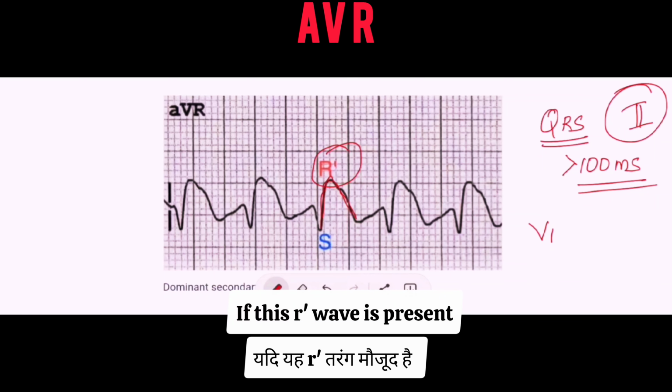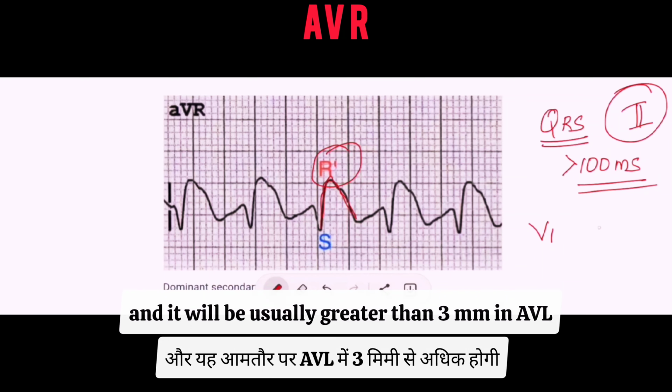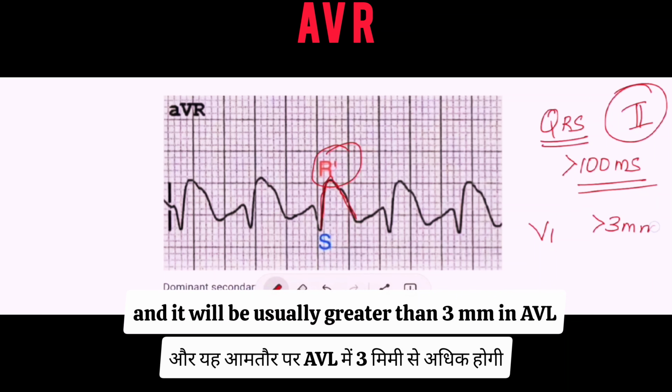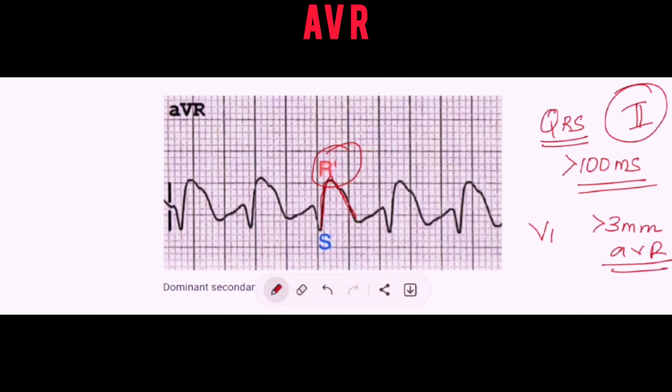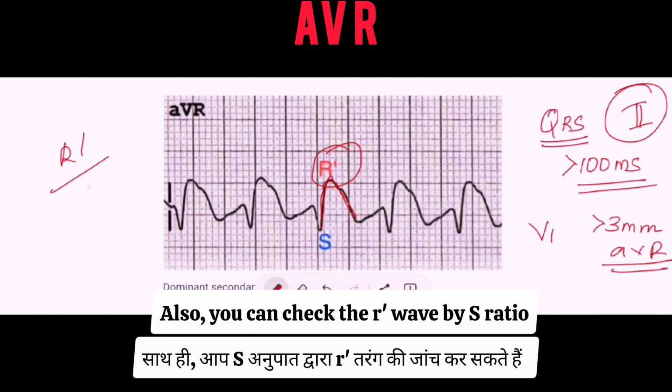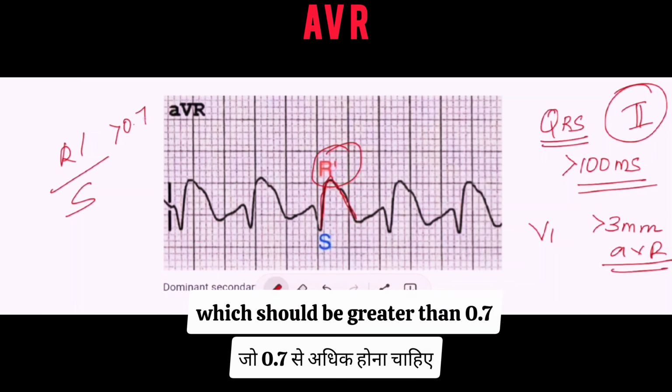If this R' wave is present, you can always measure the R' wave and it will usually be greater than 3 mm in aVR. Also, you can check the R' wave by S ratio, which should be greater than 0.7.